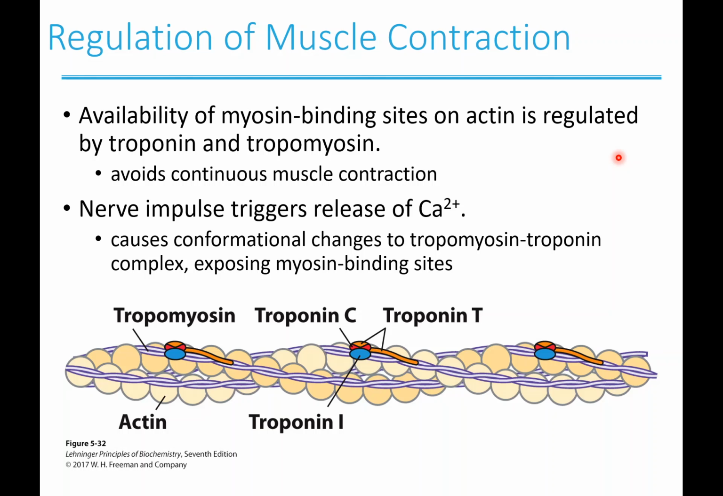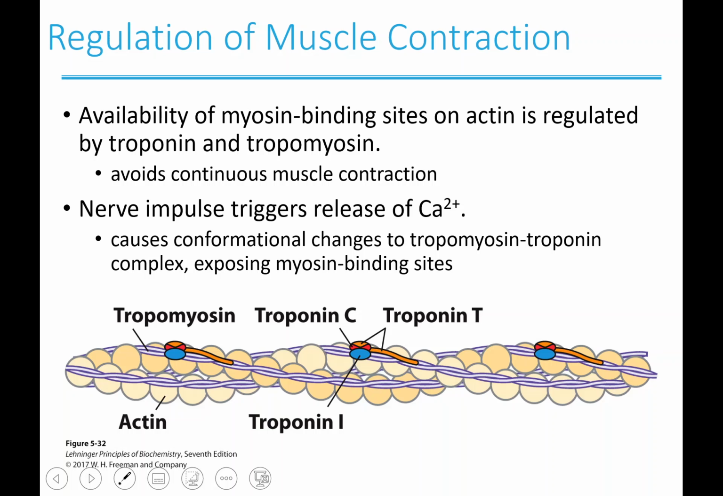All right, so it's actually pretty important that the myosin binding sites on actin are regulated by these proteins, troponin and tropomyosin. Their regulation avoids continuous muscle contraction, and a continuous muscle contraction is something like a cramp. So when you have problems with electrolyte levels such as calcium, you can get cramps, and this is one of the reasons why.